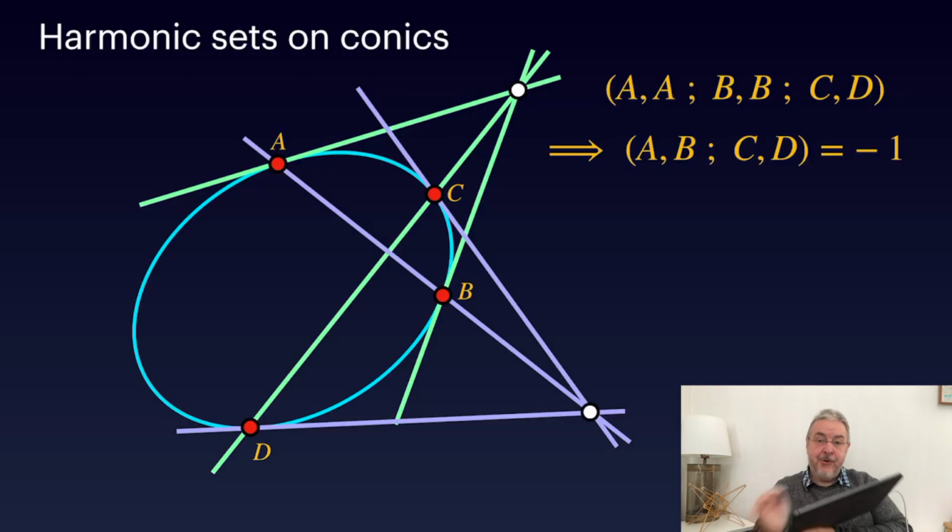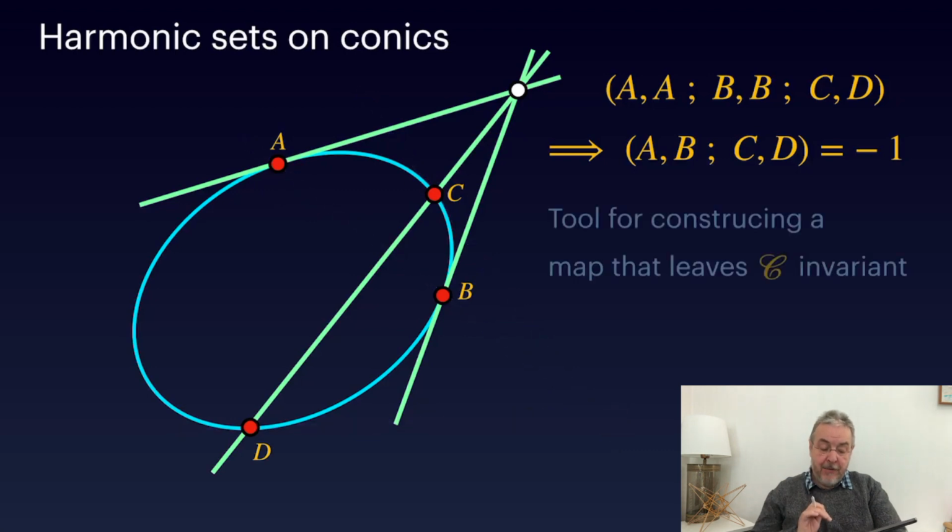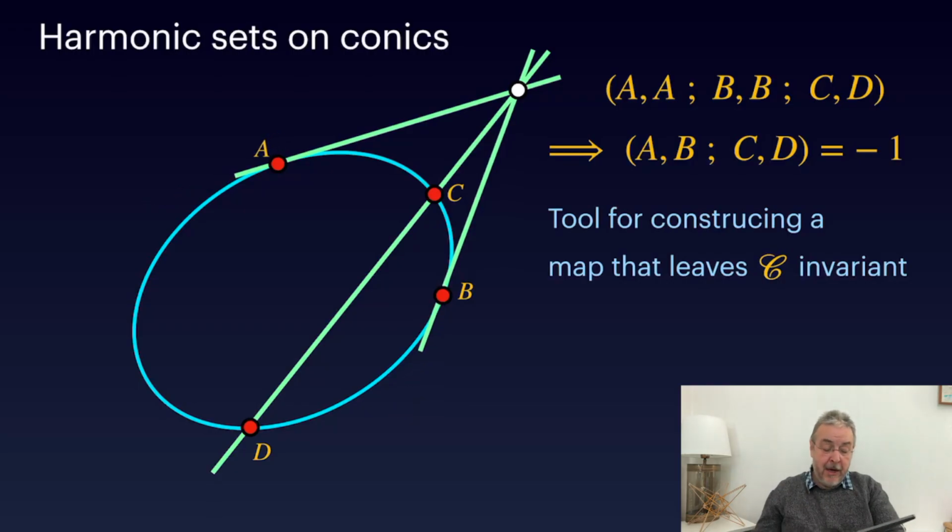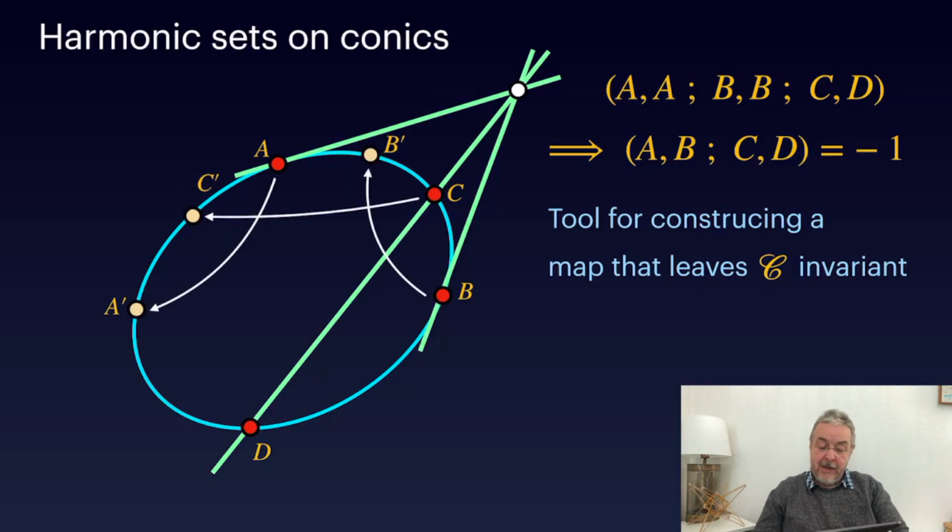So this in turn now gives us the possibility to finally construct a projective map that leaves our conic invariant and moves 3 points to 3 other points. And we will do that as a kind of final example here. So assume that you want to have a projective transformation that maps A, B, C to A prime, B prime, and C prime, like that here. And you wonder how to define that projective transformation.